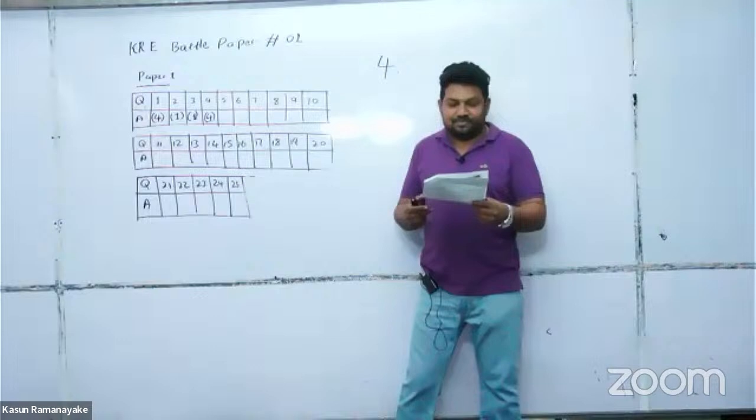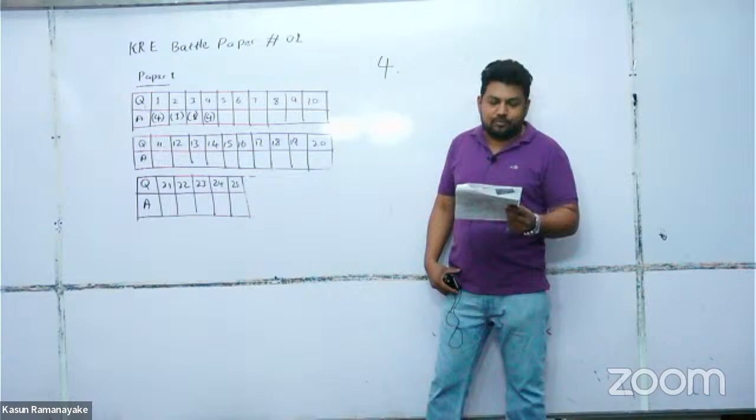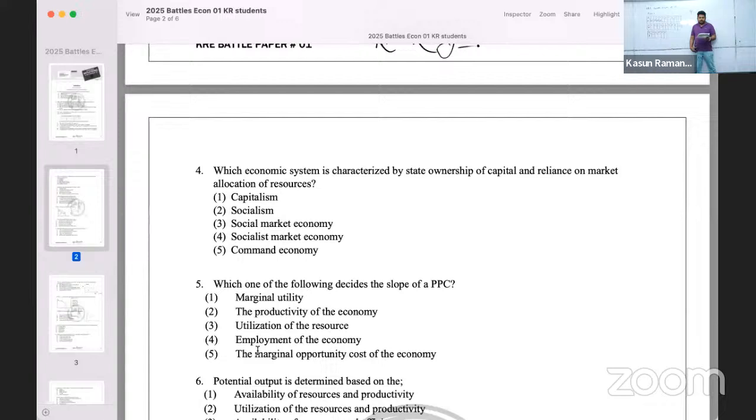Next one. Look at question number five. Which one of the following decides the slope of the PPC? You all know the slope of the PPC is equal to the marginal opportunity cost. Then the answer has to be the marginal opportunity cost here. Answer number five is your answer. Prepare this marking scheme. Right, next one.